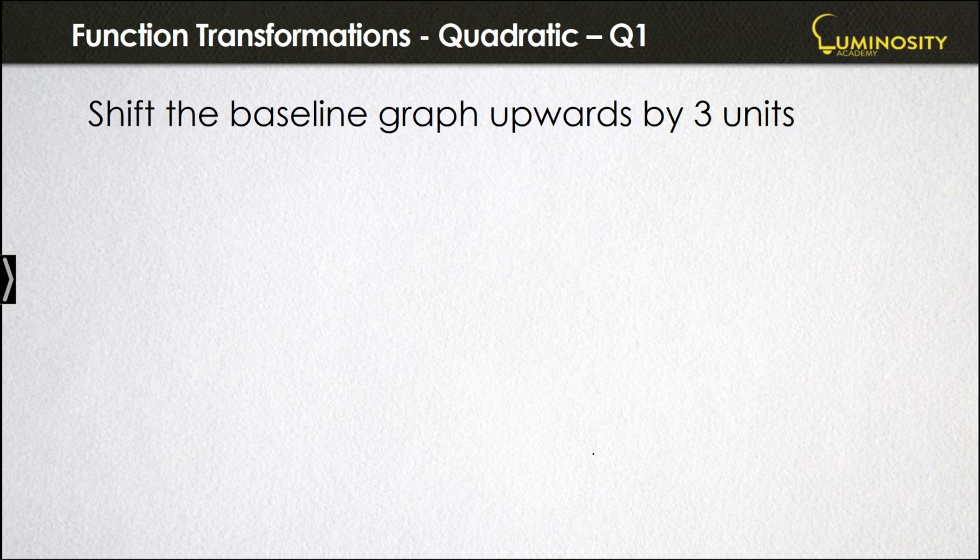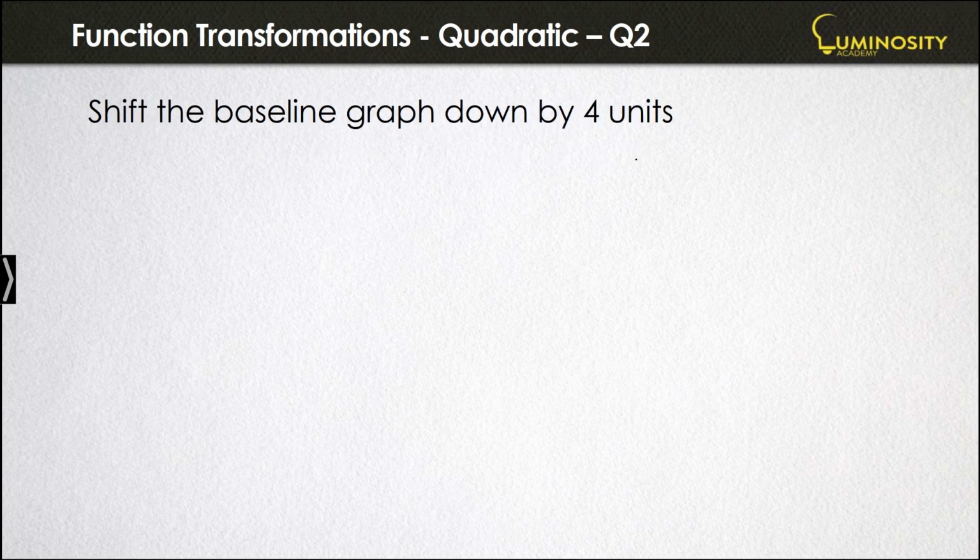So let's take a look at some questions. The first one is shift the baseline graph upwards by 3 units. And if you remember, our baseline is just y equals x squared. So if we want to shift this upward by q units, or by 3 units, what we're going to need to do is just add 3 to the end. So we just do y equals x squared plus 3. And that's it. That's all we really need to do here. This will be shifted upwards by 3 units.